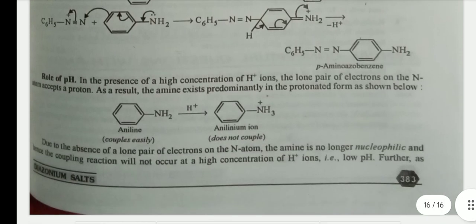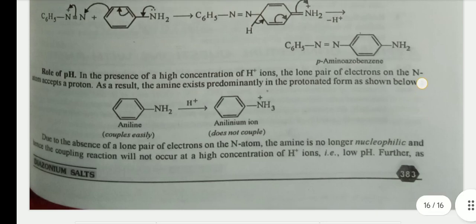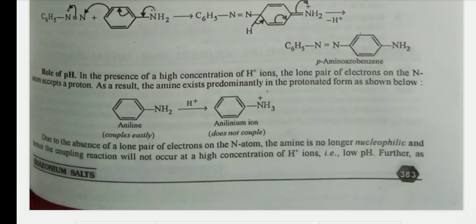Role of pH. In the presence of a high concentration of H+ ions, the lone pair of electrons on the N atom accepts a proton. As a result, the amine exists predominantly in the protonated form. Due to the absence of a lone pair of electrons on the nitrogen atom, the amine is no longer nucleophilic and hence the coupling reaction will not occur at a high concentration of H+ ions, that is, low pH.